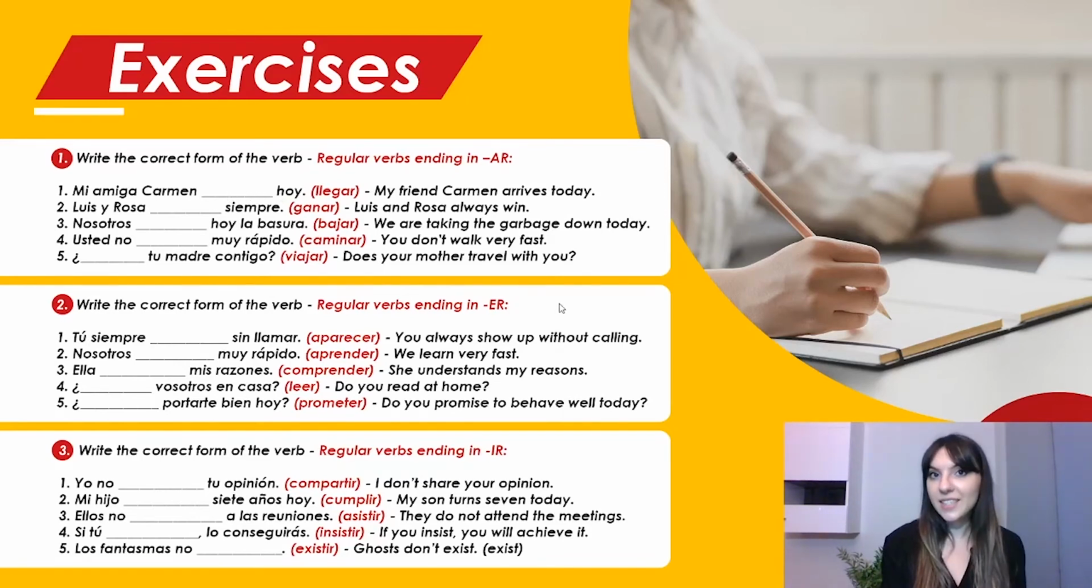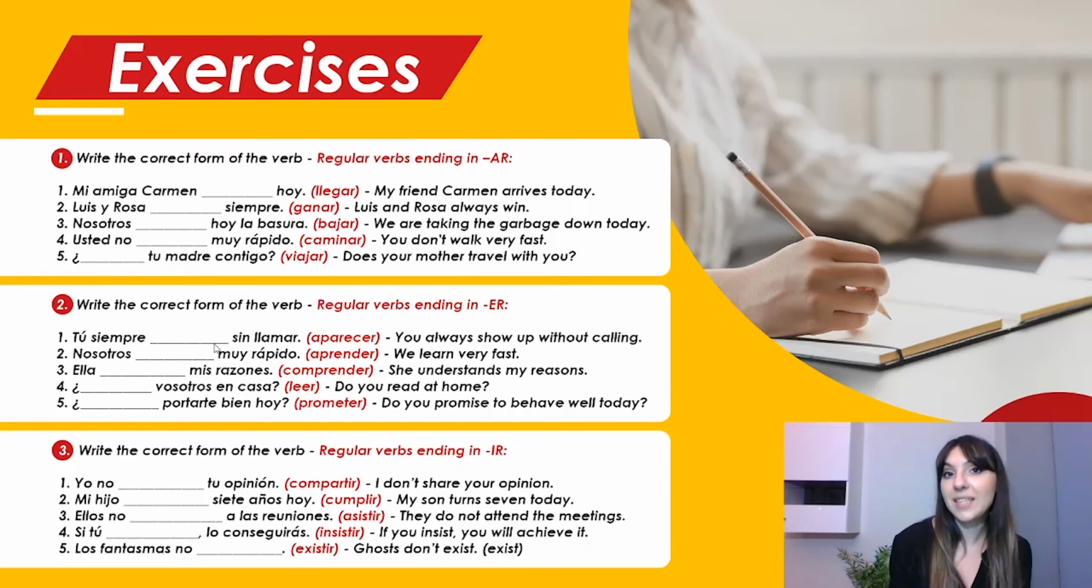The second exercise is the same as the first one, but with the verbs ending in er. So we have here the verb aparecer, and in the sentence we have subject personal pronoun tú, so we know that this is second person singular, and we put here the verb in second person singular, which is apareces. So this would be tú siempre apareces sin llamar.